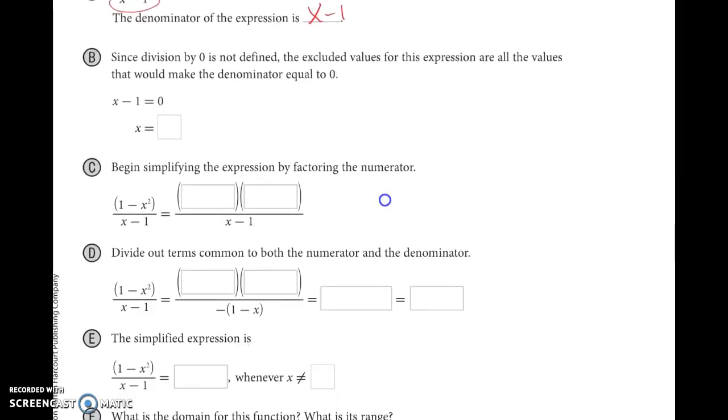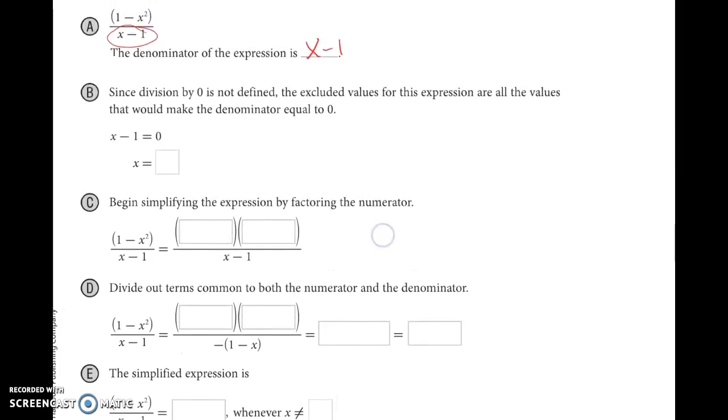And part B says, since division by 0 is not defined, remember anytime you have a fraction with a number on top and 0 on bottom, that is undefined. So since division by 0 is not defined, the excluded values for this expression are the values that would make our denominator equal to 0. So we're going to take our denominator and set it equal to 0. And so that's what we have right here. x minus 1 equals 0. So if I add 1 to both sides, I'm going to get x equals 1.